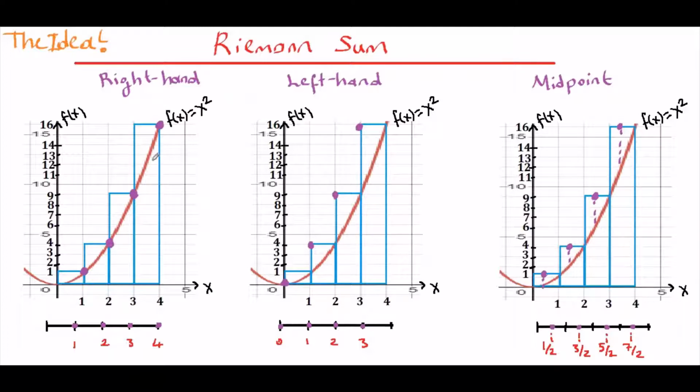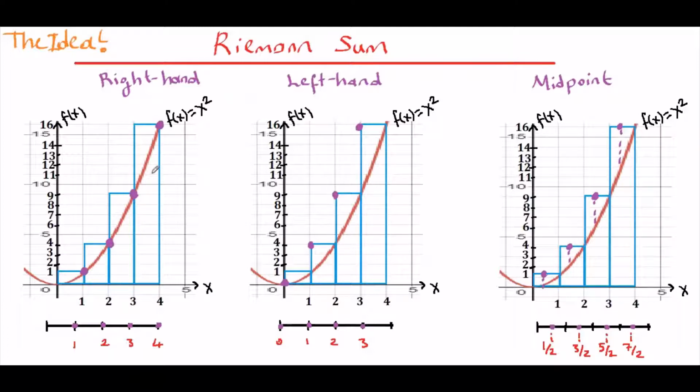For the right hand rule, we pick the rightmost point of the rectangle. For the left hand, we pick the leftmost of the rectangle. And for the midpoint, we pick the midpoint of the rectangle value. Each rule has their advantages and drawbacks, their overestimation and underestimation. So it is good to do all of them and compare depending on the function.